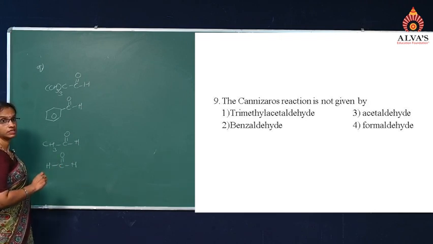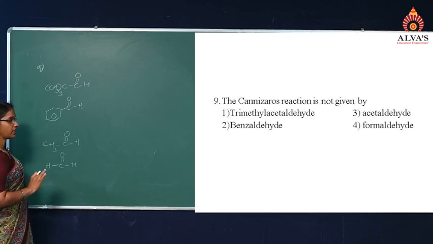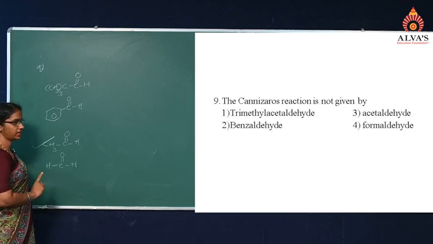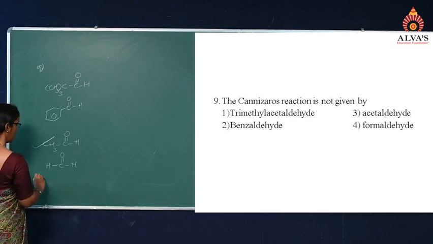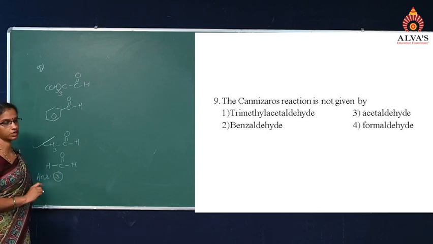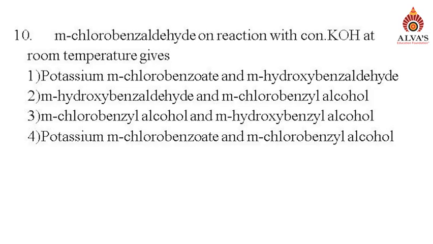Now the question is, which one does not give Cannizzaro's reaction? For that we have to look for the option which has alpha hydrogen, and from the options we observe that third, acetaldehyde, has alpha hydrogen, hence it does not undergo Cannizzaro's reaction. Hence the answer in this case is third. The remaining three do not have alpha hydrogen, hence they can undergo Cannizzaro's reaction. Question number 10.